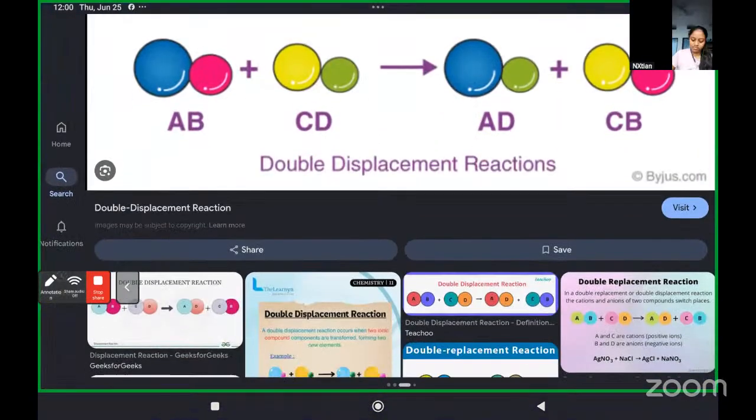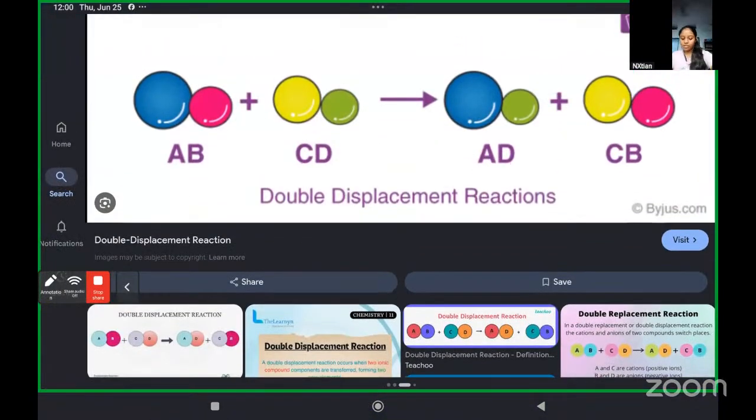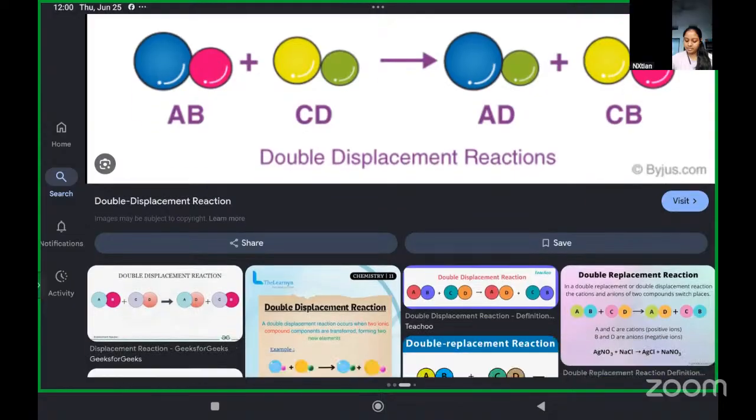AB plus CD. One element is AB, the other one is CD. When the reaction takes place between these, A is there, but B and D get displaced and change positions. So your AB plus CD becomes AD plus CB. Some elements get displaced from their original position and change places.